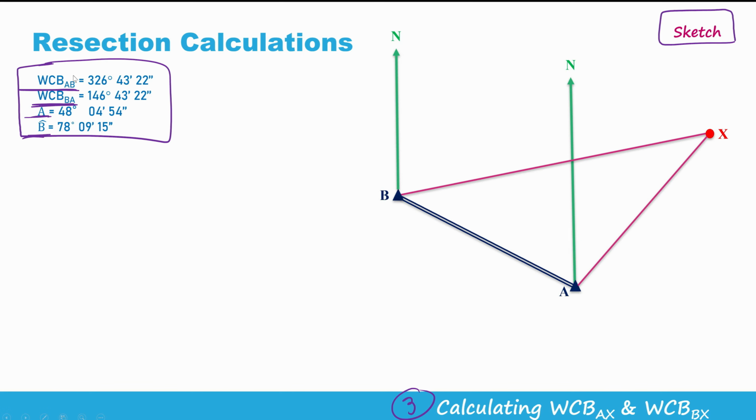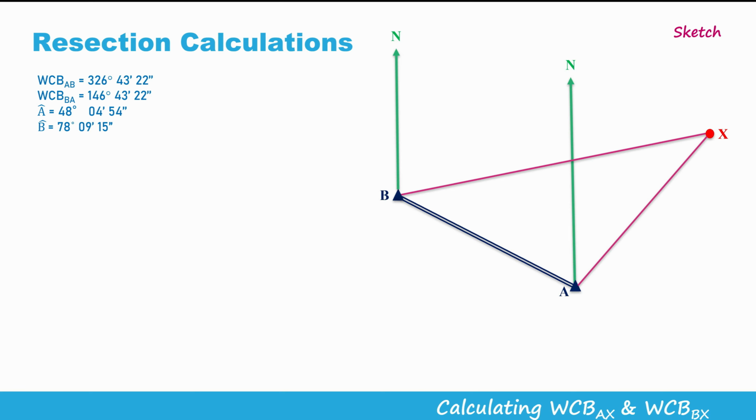The first thing that you need to do on your sketch now, you are going to draw all the whole circle bearings. These are the known whole circle bearings of AB and BA, and the unknown whole circle bearings that you need to calculate. These are the whole circle bearing of AX and the whole circle bearing of BX. So let me remind you quickly about the whole circle bearing.